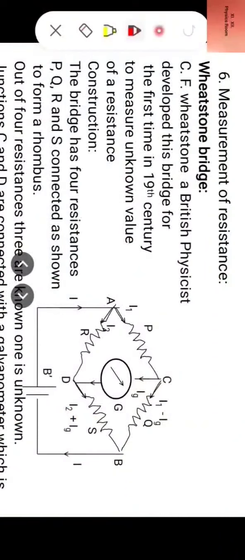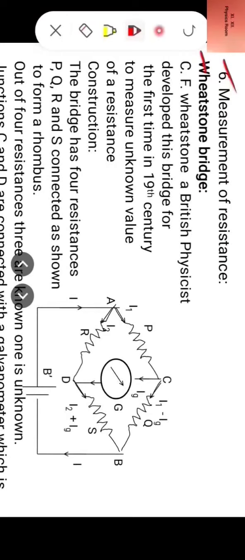Hello friends, continuing with chapter of current electricity. Today we take up sixth part as per the mind map, that is measurement of resistance. Today's topic is measurement of resistance. The instrument is Wheatstone bridge, with which we measure the value of resistance.